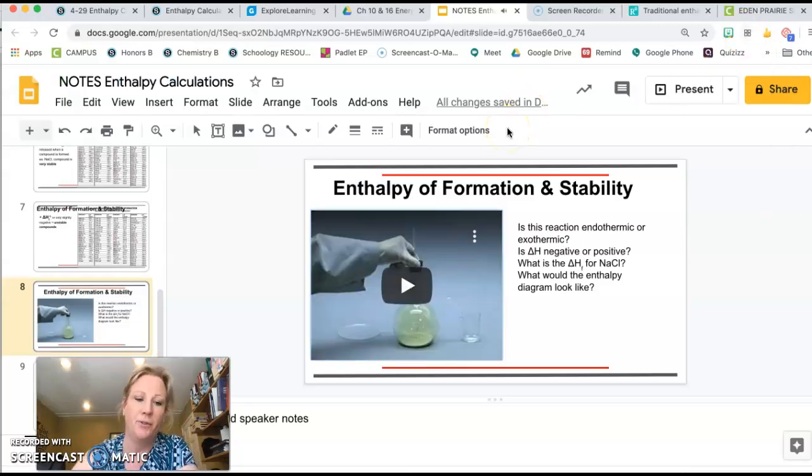So I think I've shown you that video before. I want you to just think about, is that reaction endothermic or exothermic? Do you think the delta H is negative or positive? And what is the heat of formation of sodium chloride? You can look that up now on your packet on page 1. What would the enthalpy diagram look like? So think about that. Maybe pause the video while you do.